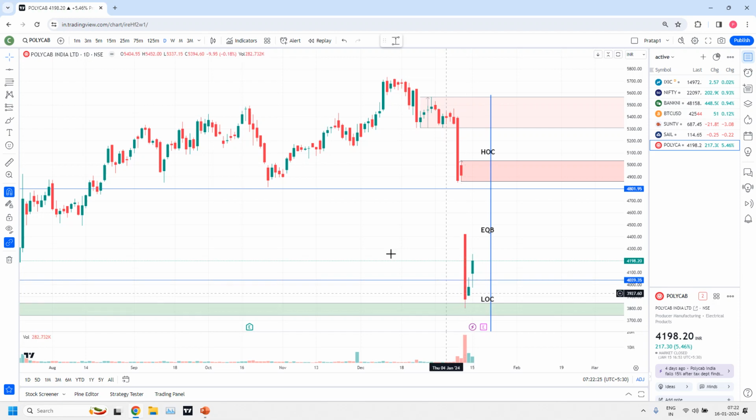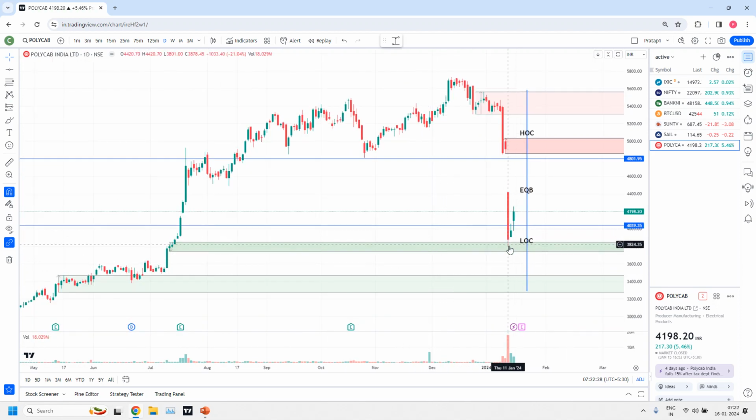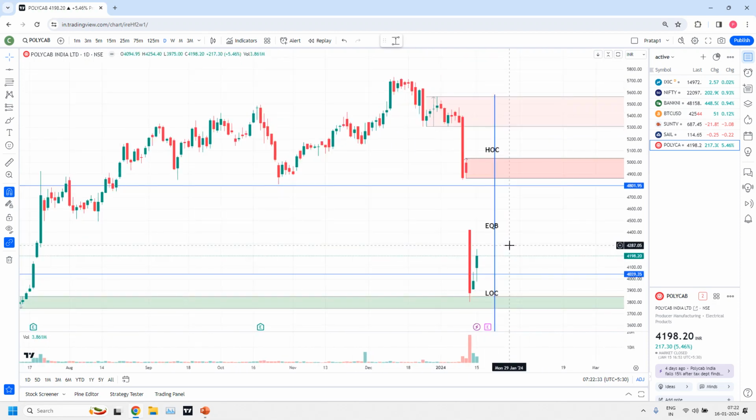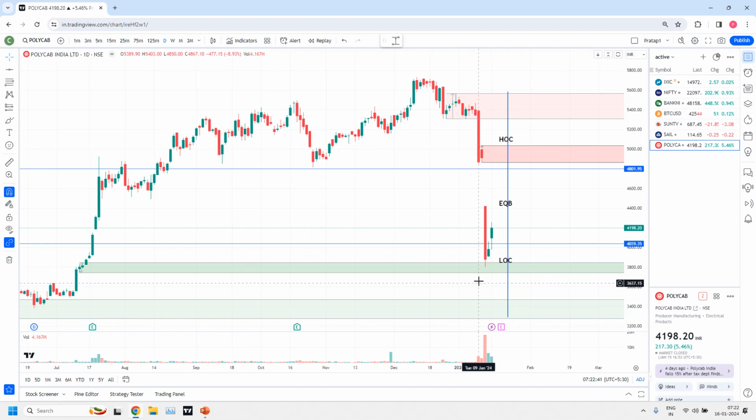So prices entered into this zone. Now what happened? Price direction is changed. Which price direction? ITF price direction is changed. ITF price direction is now demand zone to the supply zone. When ITF price direction is demand zone to the supply zone, can we plan the short trades? No, we cannot plan any short trades. Only if ITF price direction supports, then only we can plan the short trades.